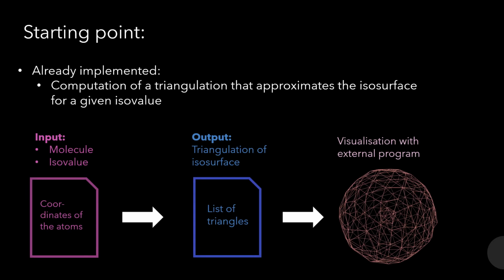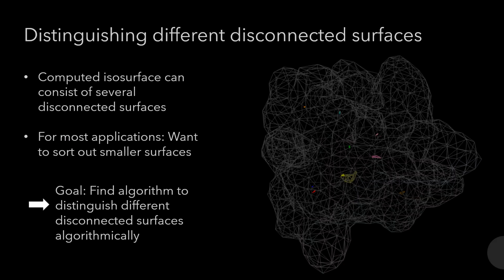Our project is based on the implementation which was developed during last year's Summer of HPC 2020, and this program computes a triangulation that approximates the isosurface for a given isovalue. Below, we see a workflow of the program. The input is a molecule, which is actually a file which contains the coordinates of all atoms. Then the program computes the triangulation of an isosurface. This triangulation is technically just a list of triangles. And then these triangles can be visualized with an external visualization program, which we see on the right.